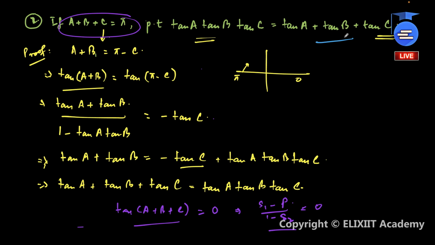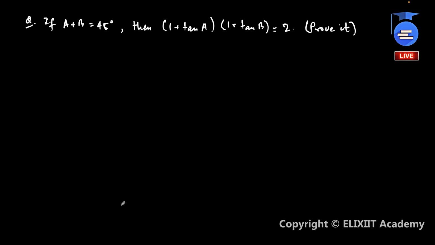Now let's solve one question. We have this question next. We have to show that this relation is true, given that this condition is given. We have A plus B equals 45 degrees, and we have to show that 1 plus tan A times 1 plus tan B is equal to 2. Again, the logic is the same. Some condition is given, A plus B equals 45 degrees. So I will take tan on both sides. So tan of A plus B is equal to tan 45 degrees.